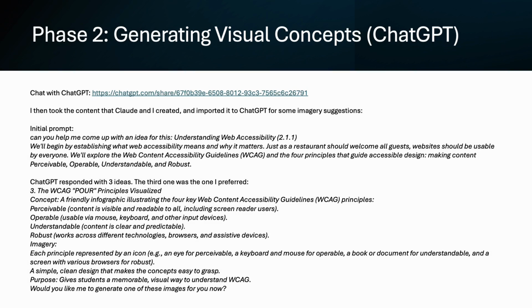For more visually rich or artistic concepts, I often turn to ChatGPT. After developing the content with Claude, I passed it into ChatGPT and asked for ideas to help students visually understand the WCAG accessibility guidelines. It came back with 3 great options, and I ended up choosing the third, a friendly infographic based on the POUR principles: perceivable, operable, understandable, and robust.